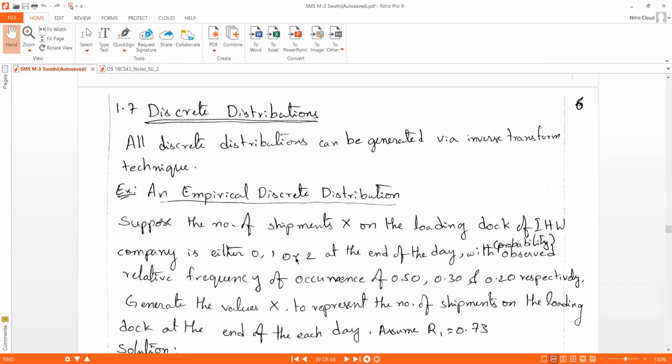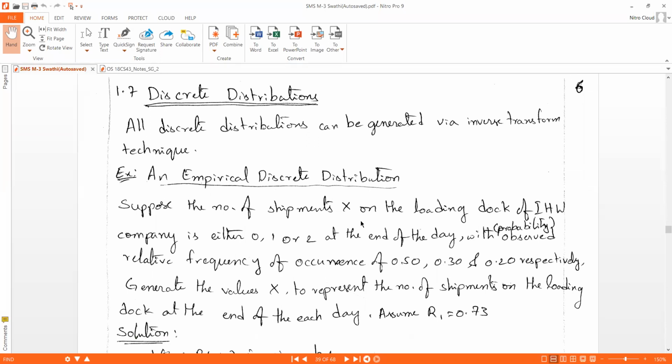Next topic is discrete distributions. Here, all the discrete distributions can be generated via the inverse transform technique. We have already discussed different distributions which are generated via the inverse transform technique, and all the discrete distributions can also be generated using it. Now we'll see which discrete distributions are generated using the inverse transform technique.